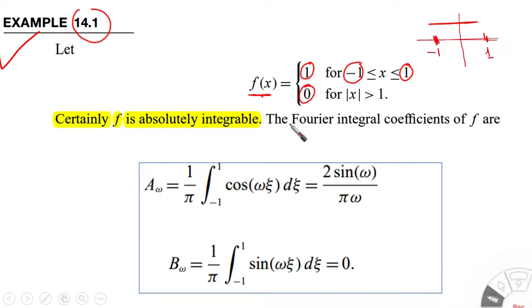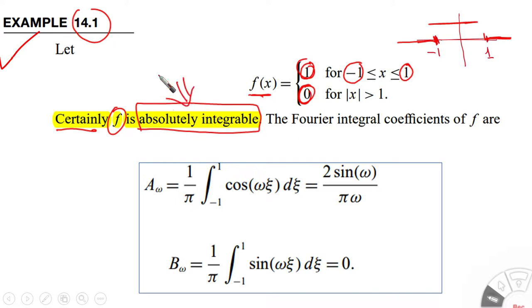For the absolute value of x larger than 1, it equals 0, for any value larger than 1, whether minus or positive, so it is something like this. For example, we have a jump here. Certainly f is absolutely integrable, right? It's 1 and 0, it's easy to integrate, and it's integrable, as we have said before.